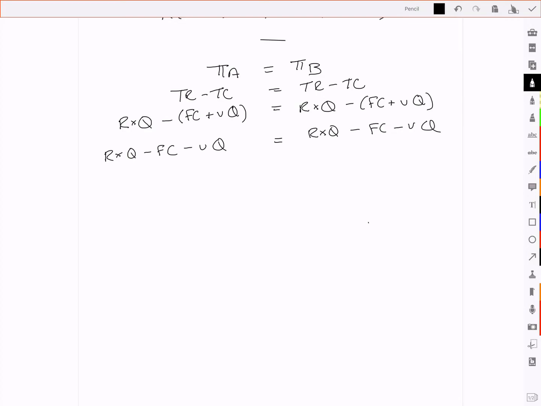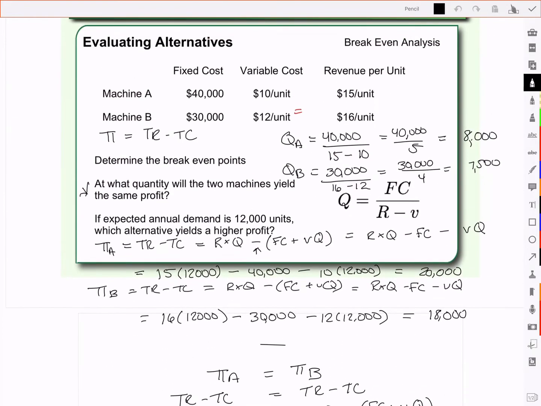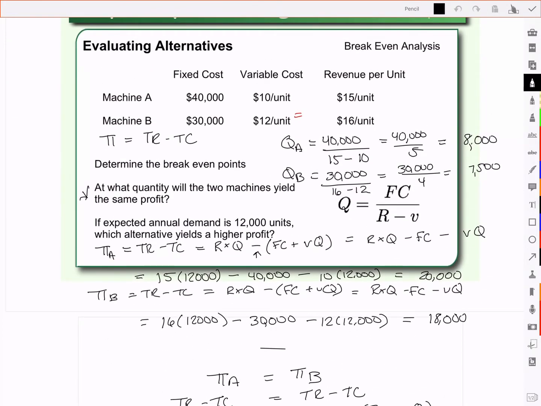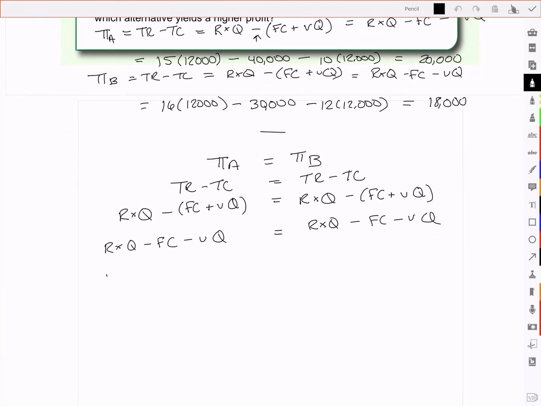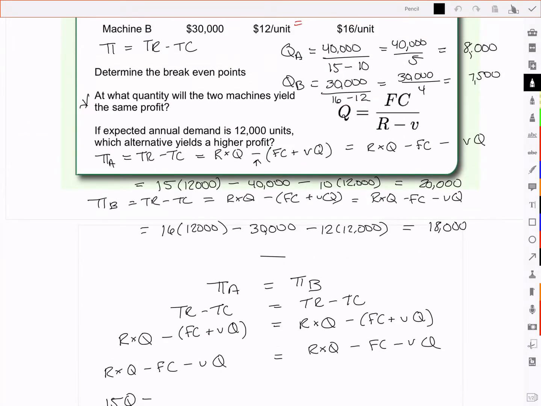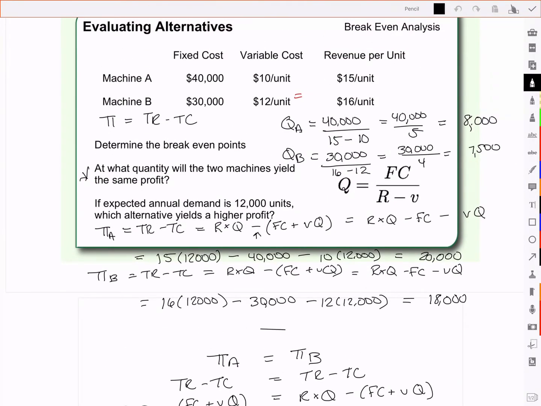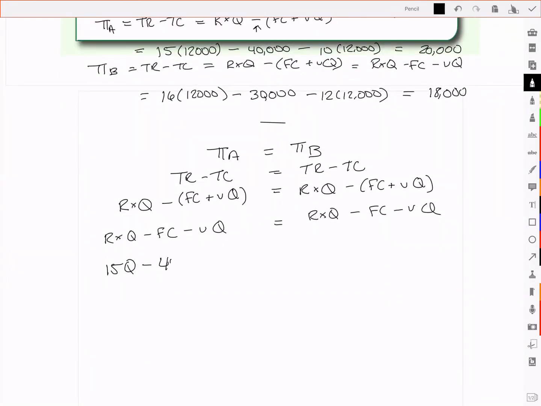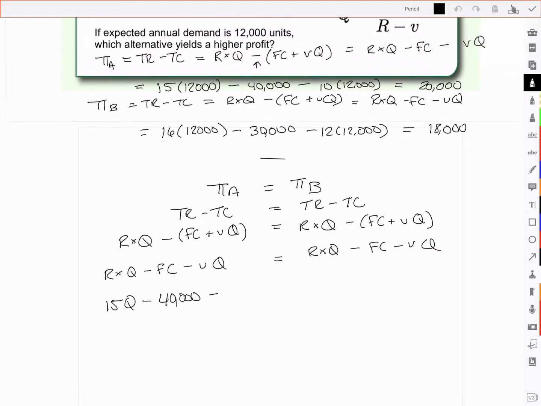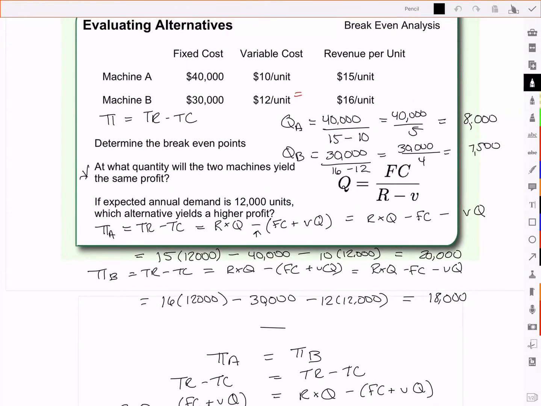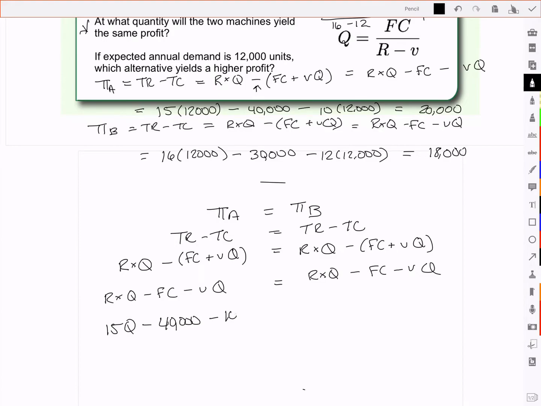All right, so now let's start putting numbers in. So we know the revenue per unit for machine A is 15. We're going to leave the Q's. They're a holding place for the number we're trying to find. And then the fixed cost for machine A was 40,000 minus, make sure you have that minus for that variable cost, minus $10 per unit times quantity.